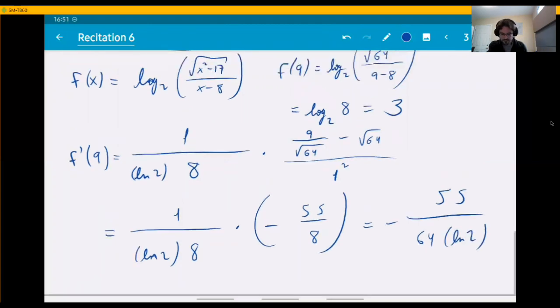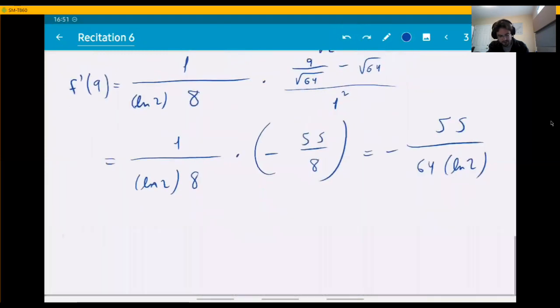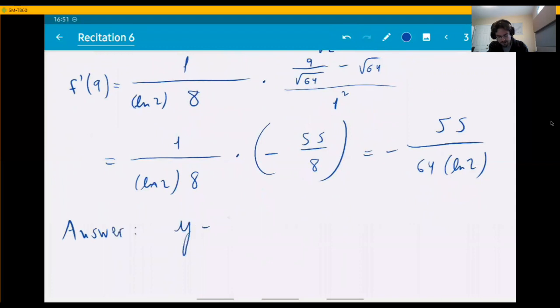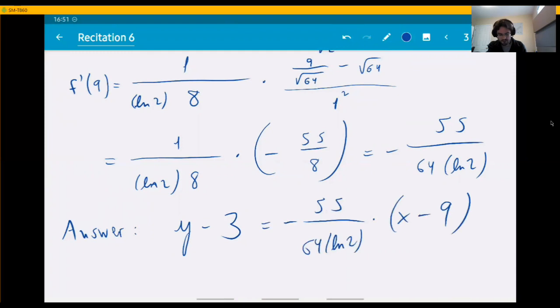We have f of 9. We have f prime of 9. So the answer, the tangent line: y minus f of a, f of 9, sorry, this is 3, equals the derivative, the slope, times x minus a, which is 9.